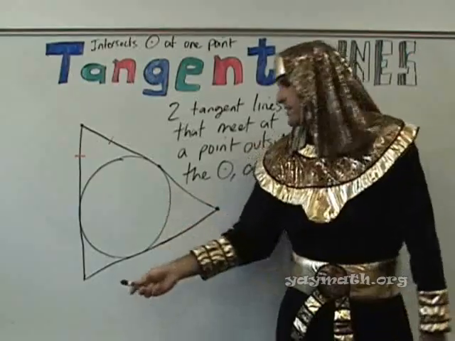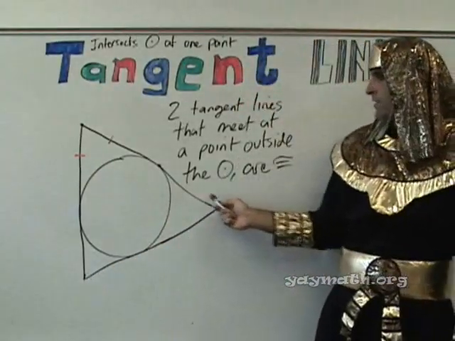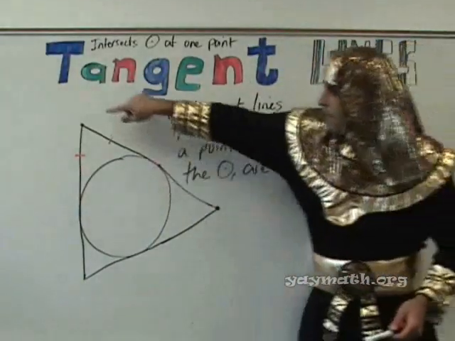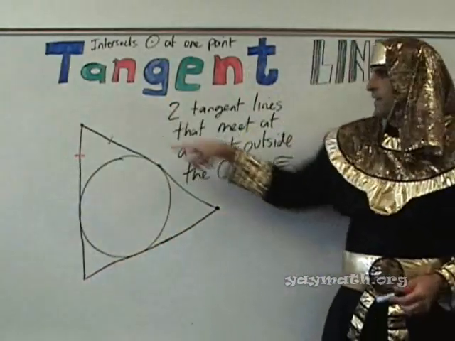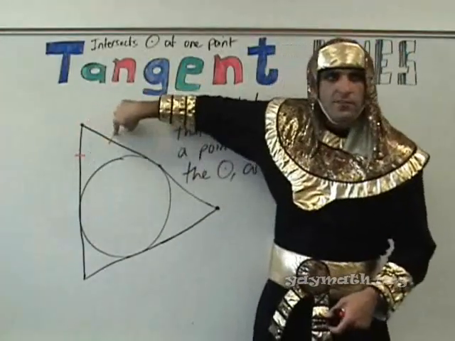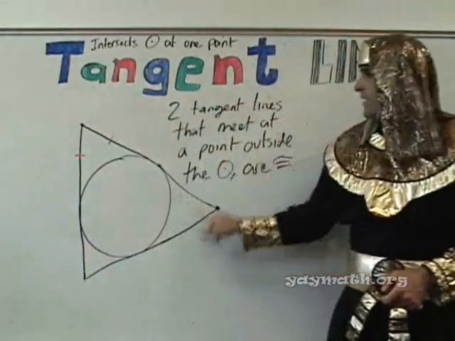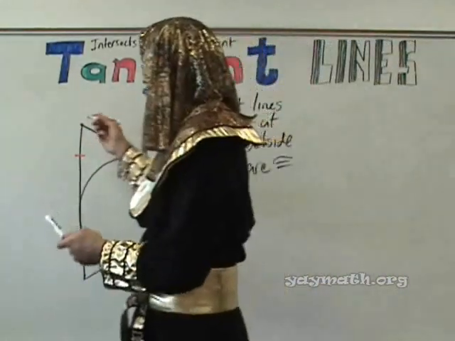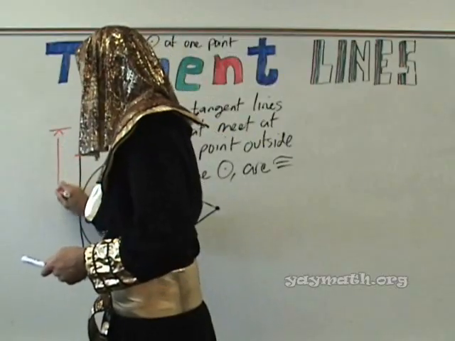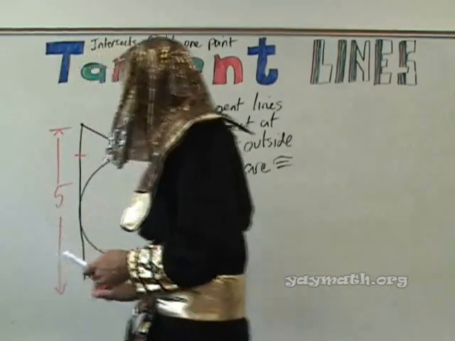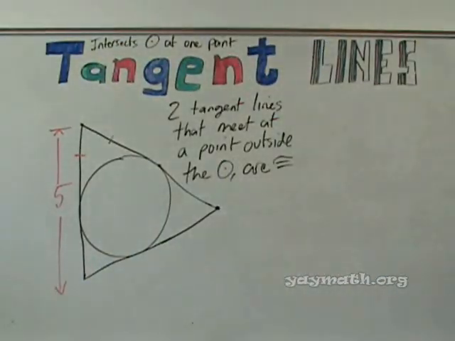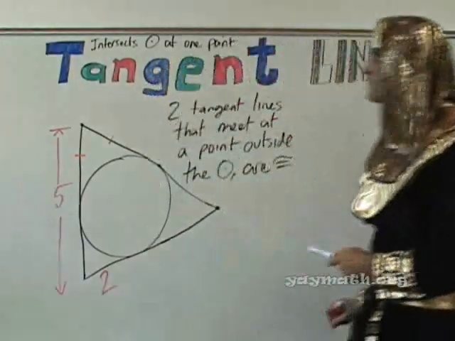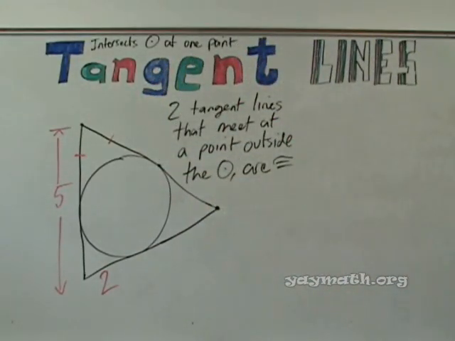So I count 3 tangent lines. A 1, a 2, a 3. 3 on the left, 1 on the bottom, 1 here. Technically, you could say these 2 are both tangent, and these 2 are both tangent. Let's do some measurements. Top to bottom, we'll call this 5. Here we have 2 and 4.